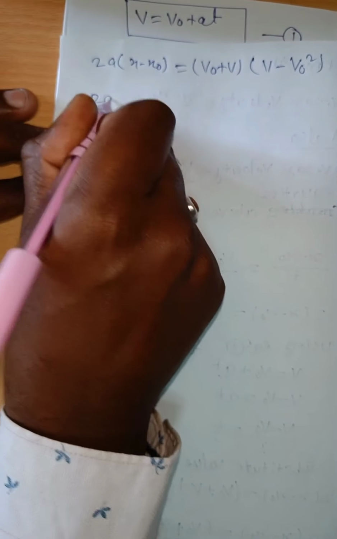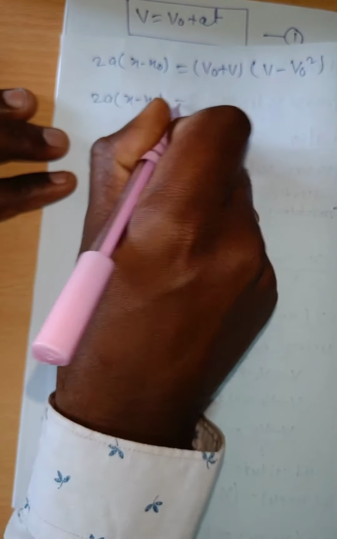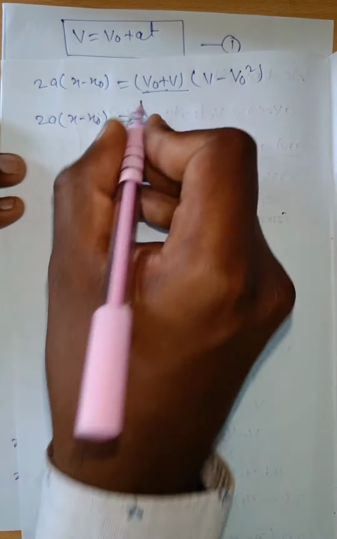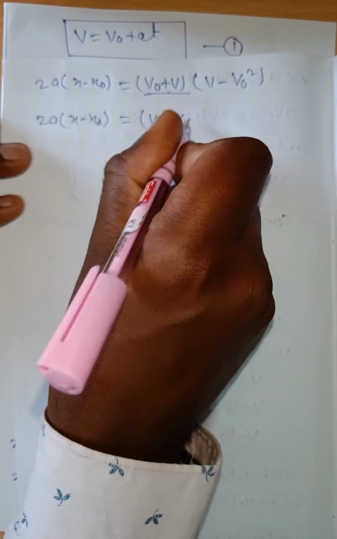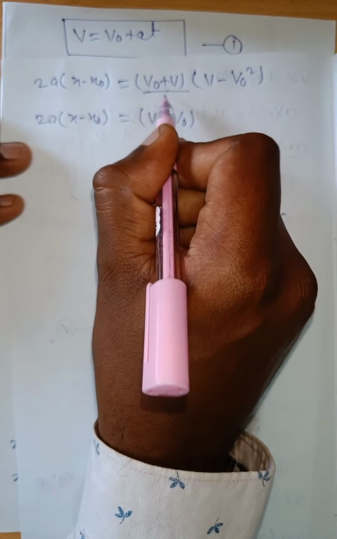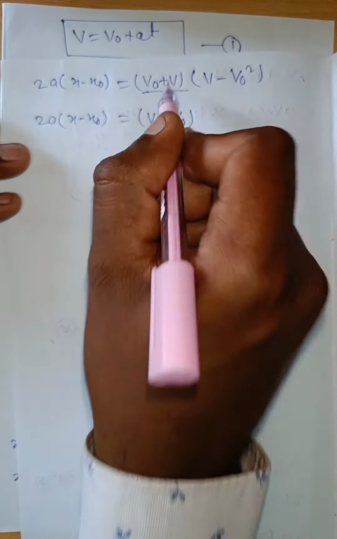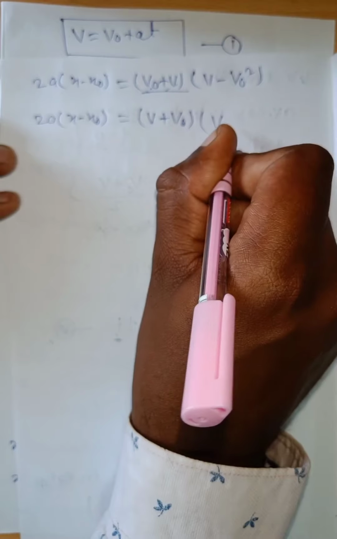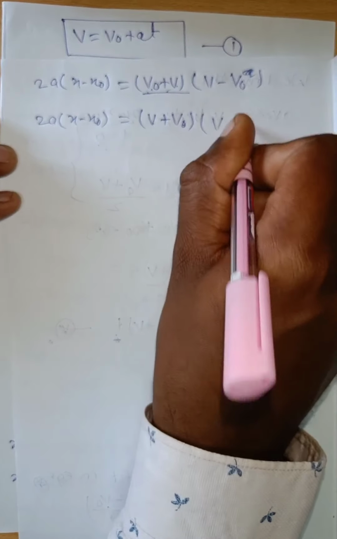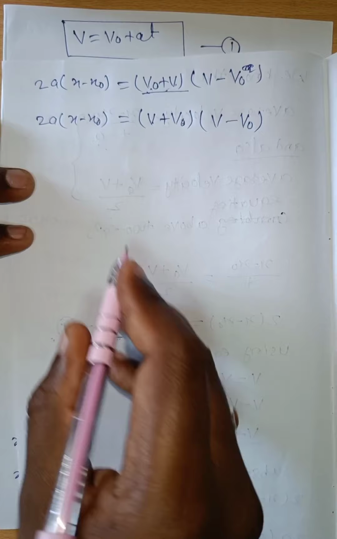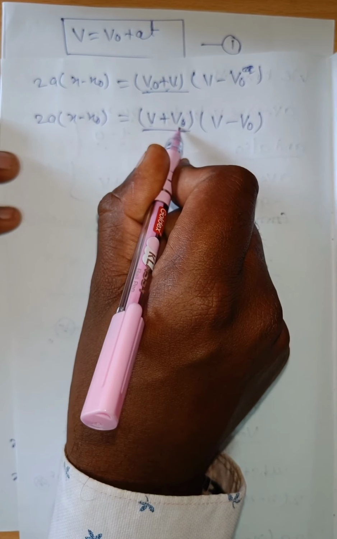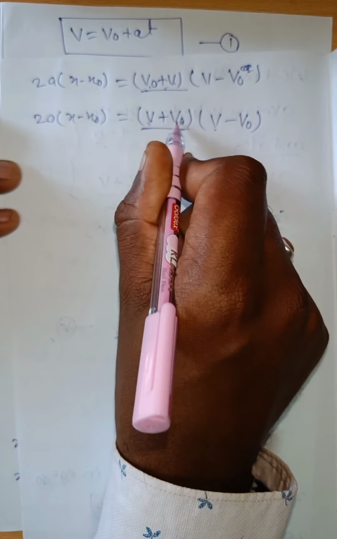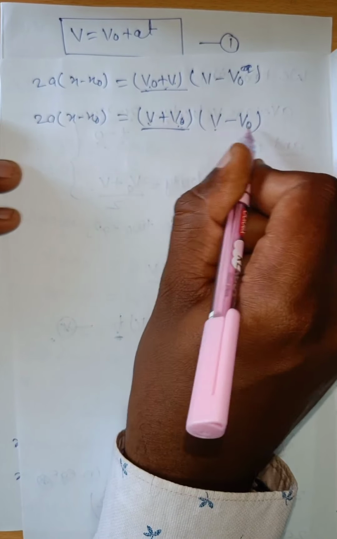Okay, we have to rearrange that: 2a(x minus x naught) is equal to v naught plus v. We have to write v naught plus v as v plus v naught, only the order of the terms changes. We take v first and v naught second. So v plus v naught into v minus v naught. Now see here, this is looking like a plus b, and this is looking like a minus b. A plus b, a minus b.